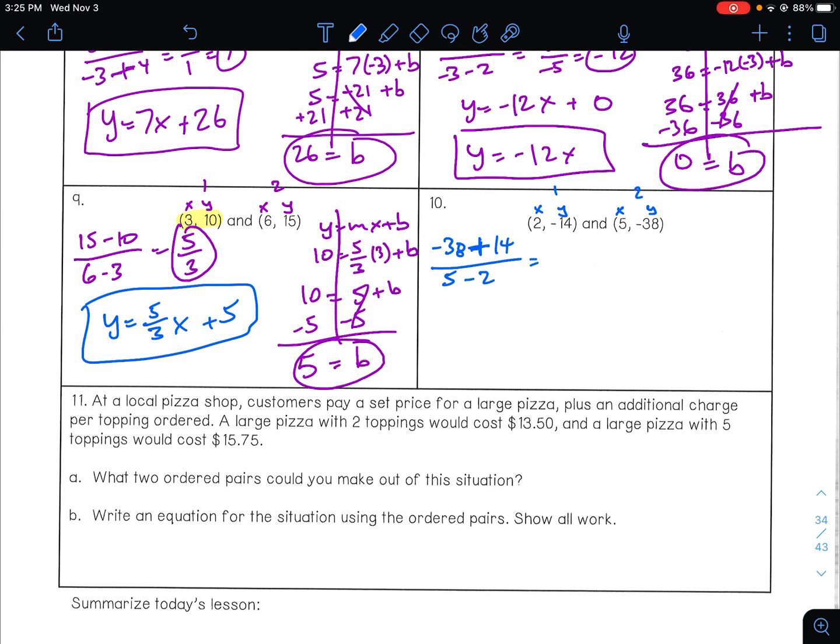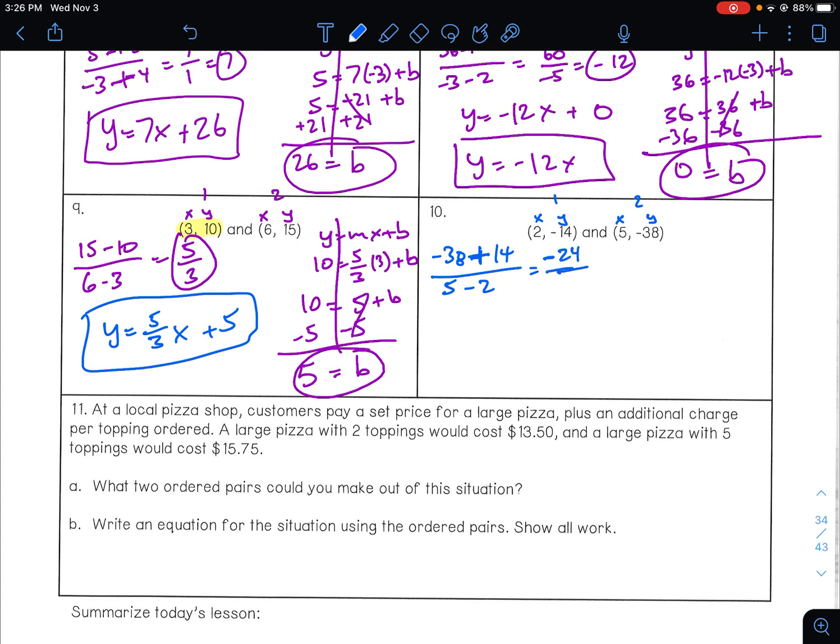Basically, you subtract and you take the sign of the bigger number, so it should be a negative number. So 38 minus 14, I'm going to use the calculator just because I'm afraid of doing it wrong. That's negative 24. 5 minus 2 is just 3. And I can simplify this. 24 divided by 3 is 8. And it's a negative, so negative 8 is my slope.